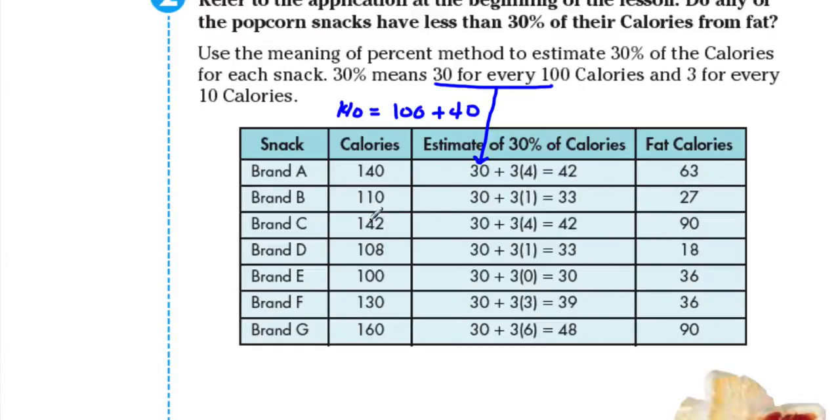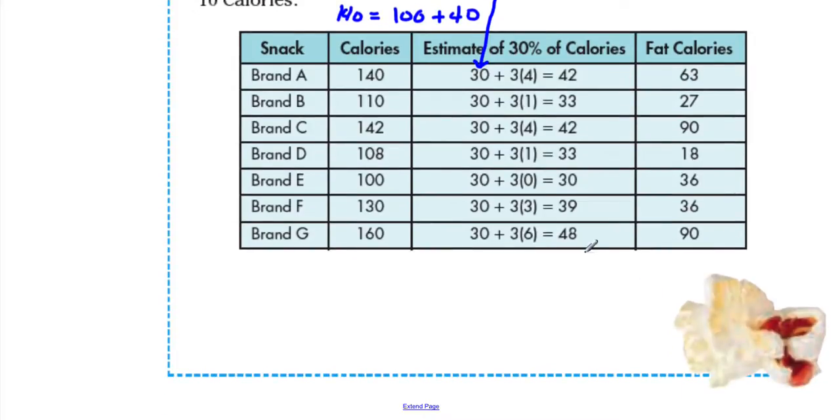This one you have approximately 4 tens of calories, and that's why you multiply 3 by 4. And this one you have approximately 1 ten calories, and that's why you multiply it by 1. No 10 calories, and that's why it's multiplied by 0. 30 calories, and that's why you multiply it by 3. 60 calories, and that's why you multiply it by 6. And that's what you get. From there, we can now conclude.